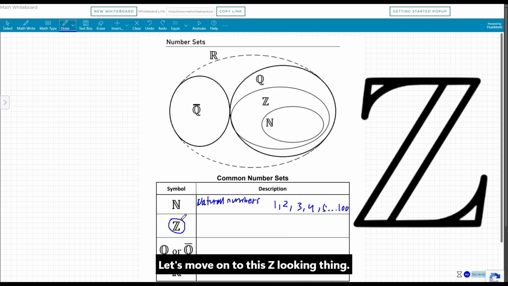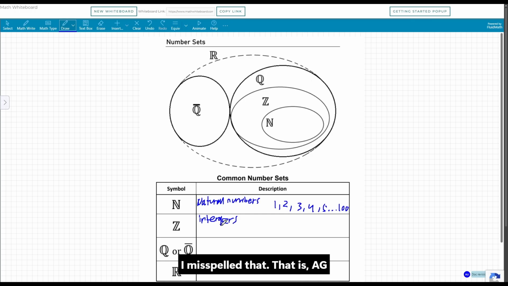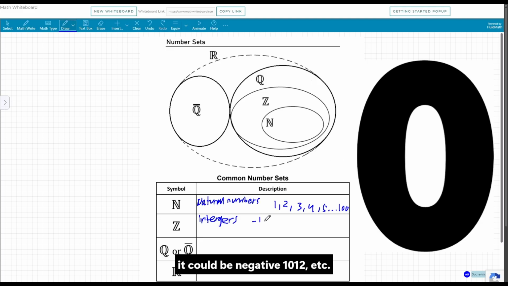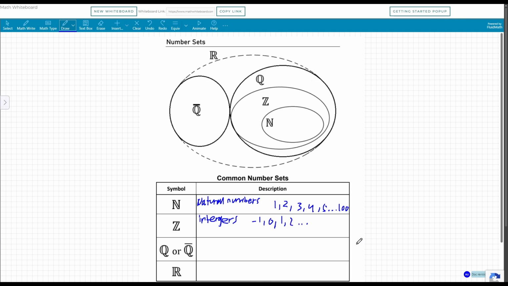Let's move on to this Z looking thing. What is this? It represents integers. I misspelled that. That is a Z. Integers are all whole numbers including positive, negative, and 0. So it could be -1, 0, 1, 2, etc. Any positive or negative whole number is an integer.